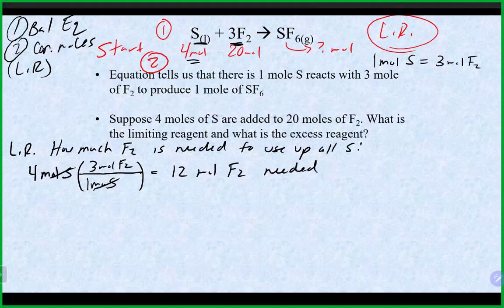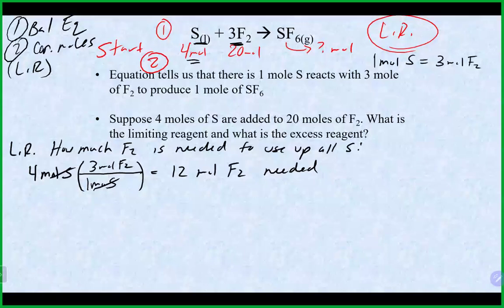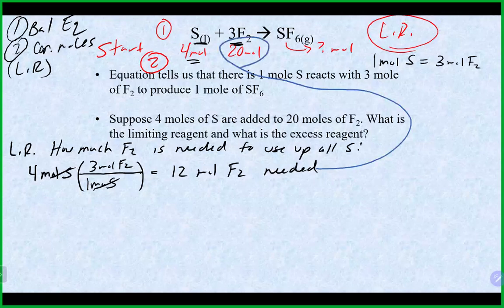Now that I know how many moles of fluorine that I need, I'm going to compare it to how many moles of fluorine I started with. So I need 12 and I started with 20. Do I have enough in this case? I do have enough. So because I have enough, what that means is we just figured out that the fluorine is our excess reagent, and by default, our sulfur in this case would be the limiting reagent. Any questions on that there?